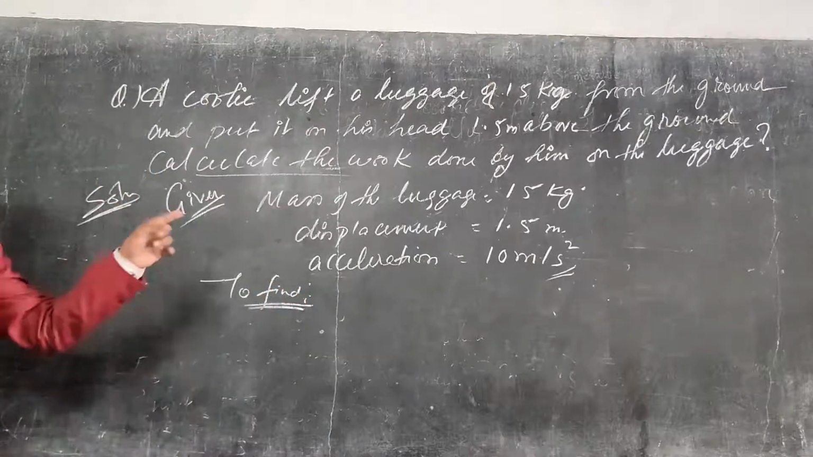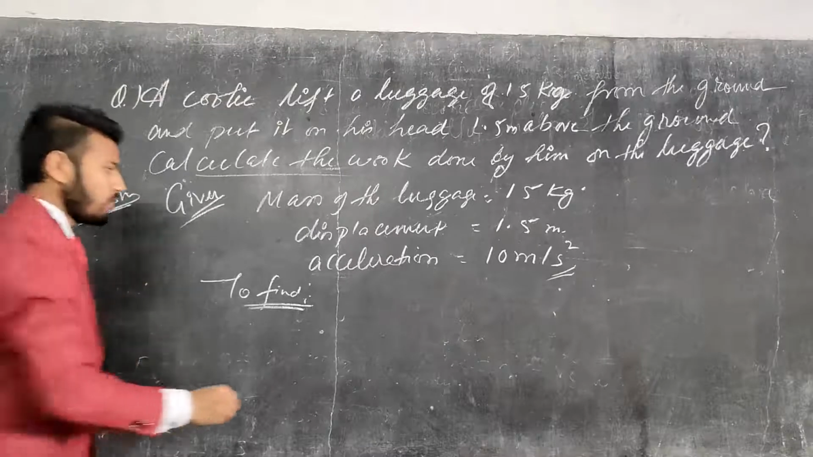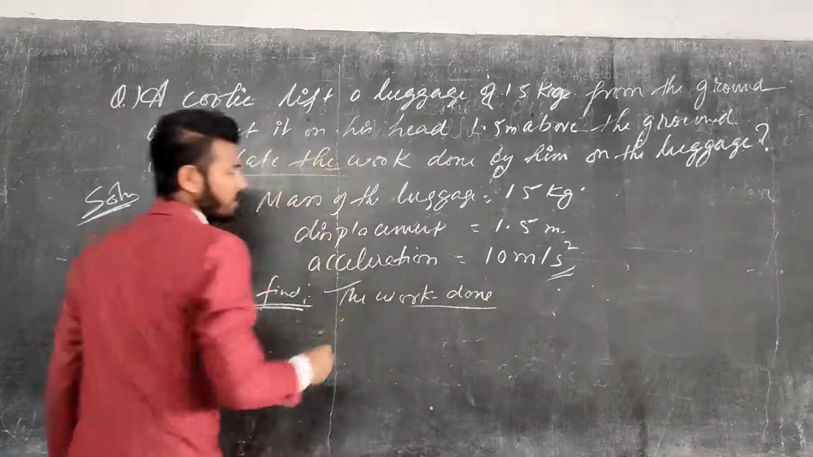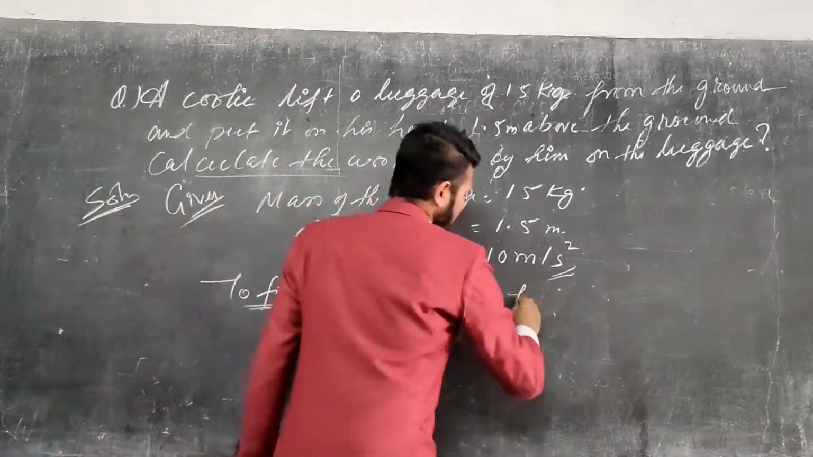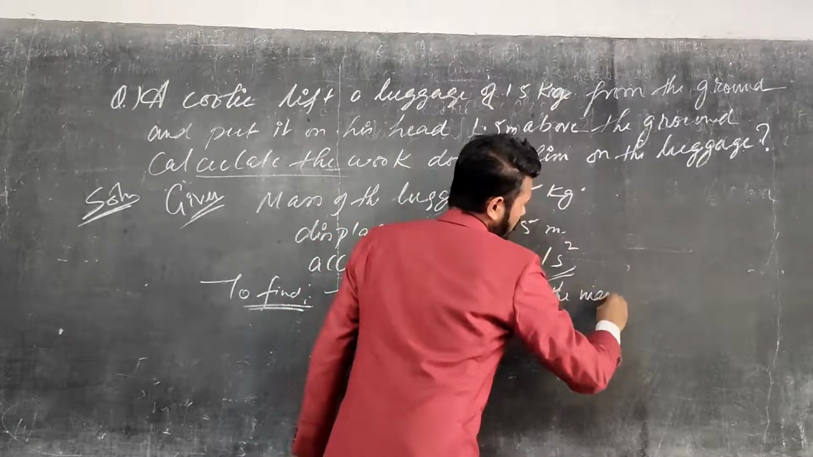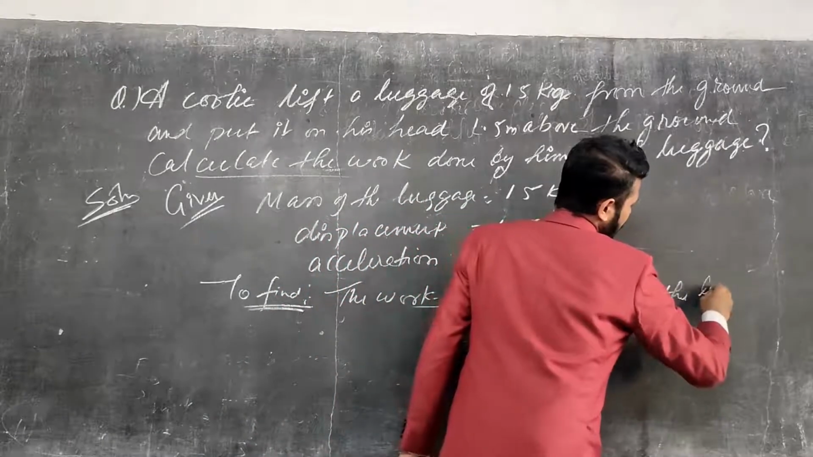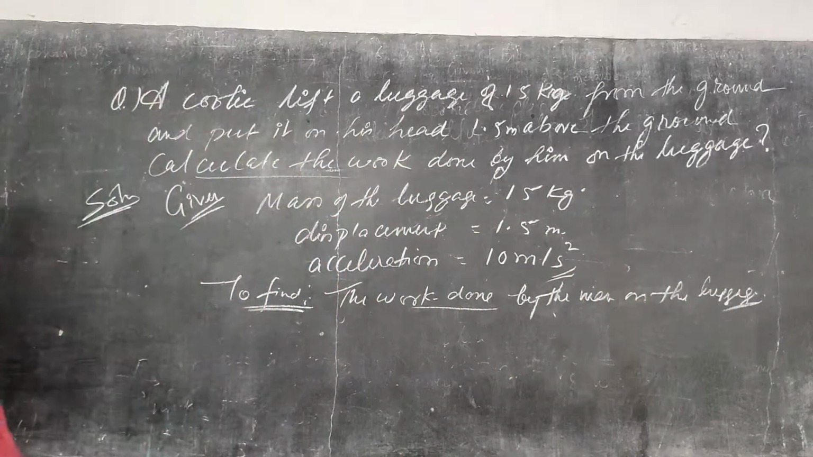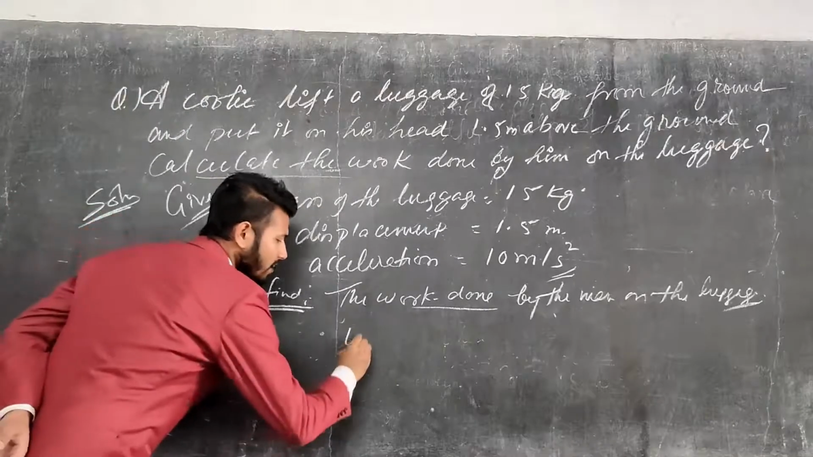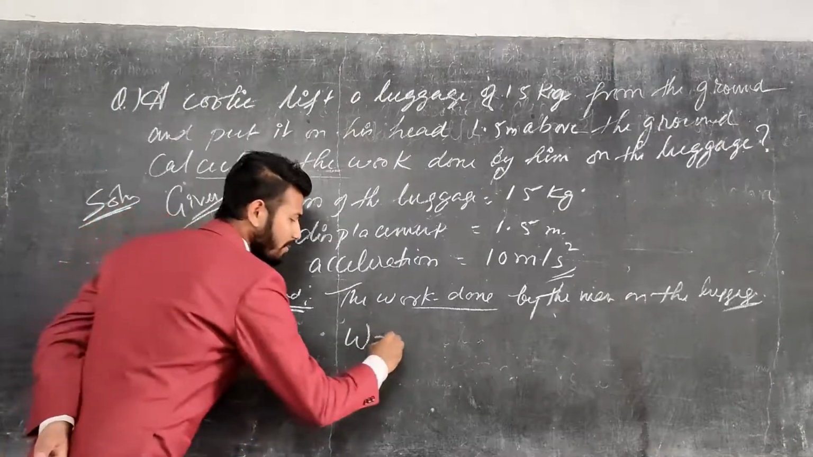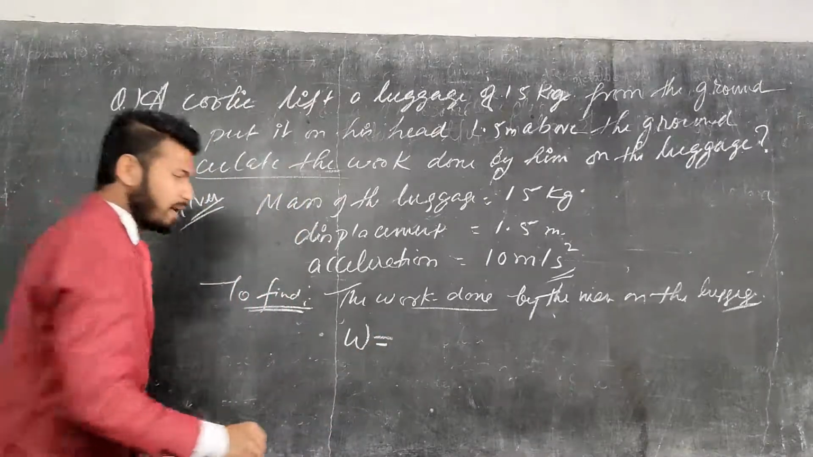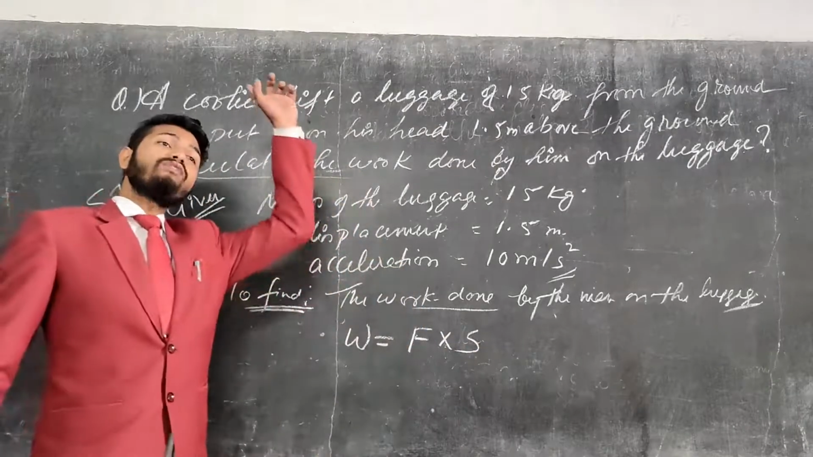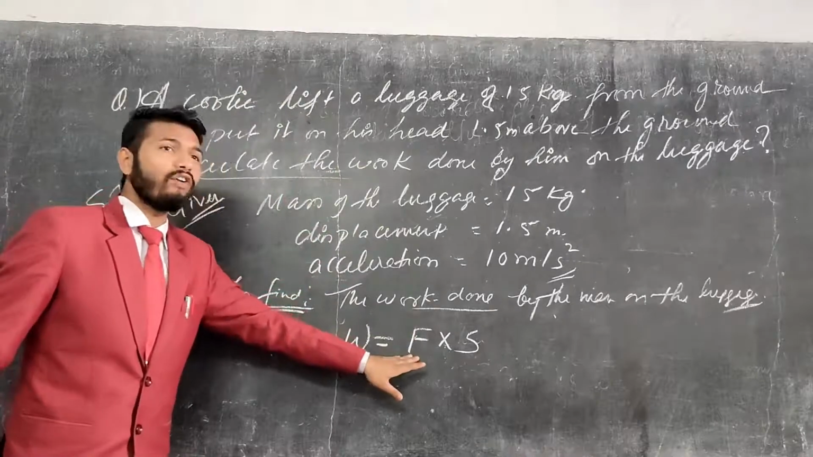What to find? Work done. The work done by the man on the luggage. Great. Now, what is the formula for work done? W is equal to, come on, tell me. Force into displacement. Any problem? No. So far, we learned from our last class how to find force.